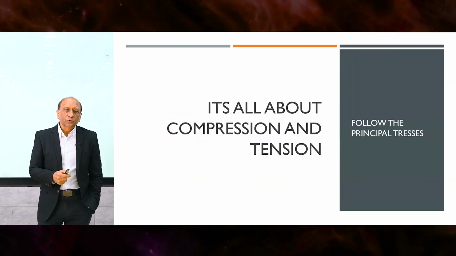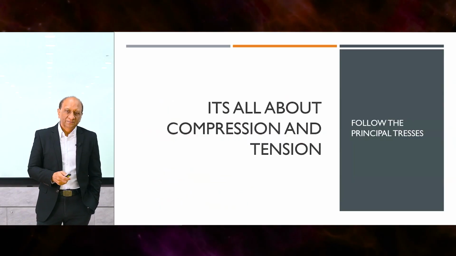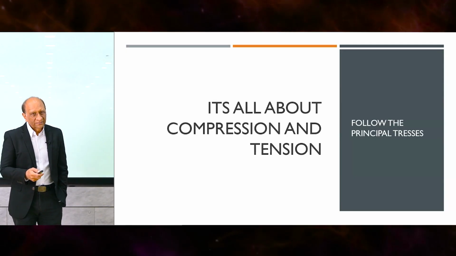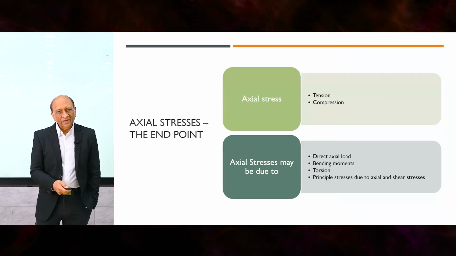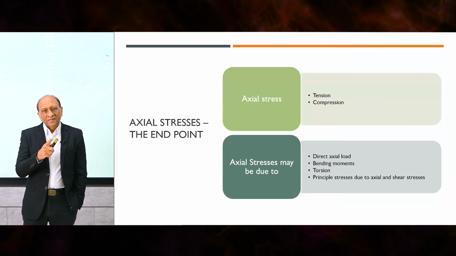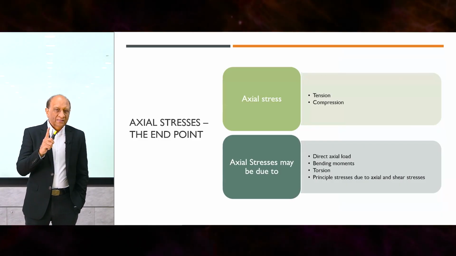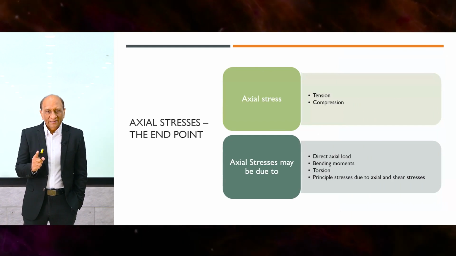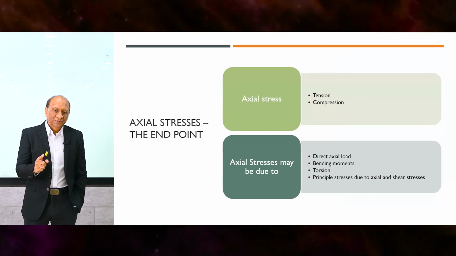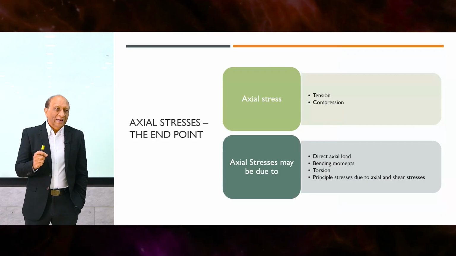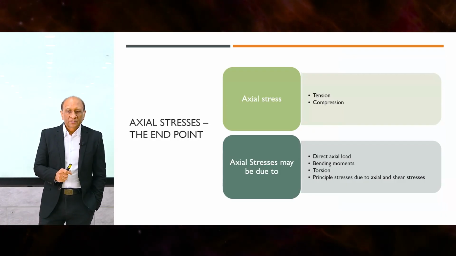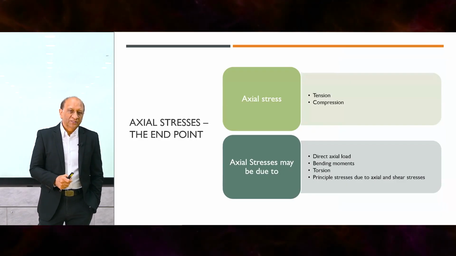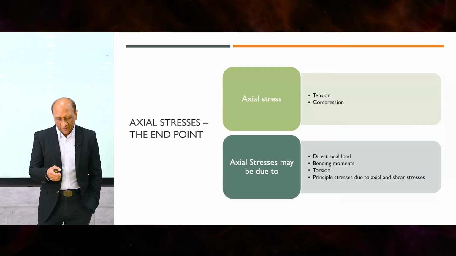So we can conclude now that it's all about compression and tension. We just have to follow the principal stresses. And that's the lesson. That's what we are going to do now. So axial stress is the end point. Axial stress is either tension or compression. Axial stresses may be due to direct axial load, bending moments, torsion, or shear, and from torsion, shear is converted back into axial at the principal direction. So that's what we have now.